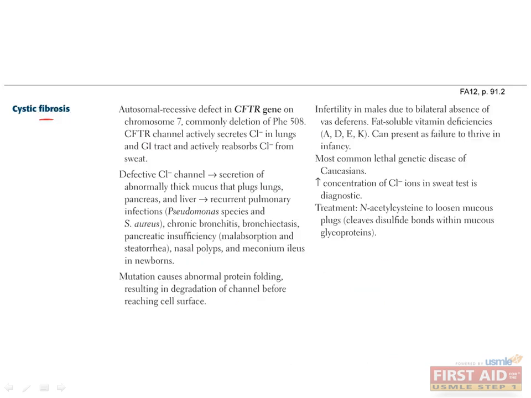Cystic fibrosis is one of the autosomal recessive disorders and is caused by a defect in the CFTR gene on chromosome 7, which stands for cystic fibrosis transmembrane conductance regulator. The most common mutation in this gene is a mutation of phenylalanine 508, which leads to an improperly folded protein which will be degraded by the cell.